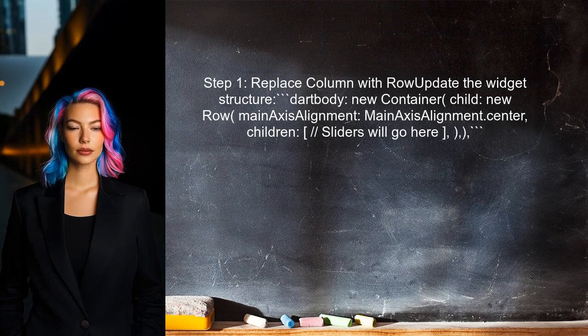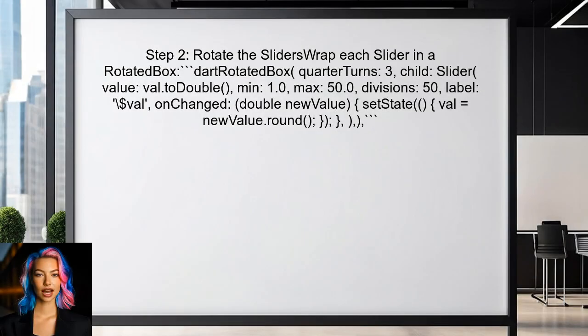widget with a row widget. This will allow the sliders to be positioned horizontally. Next, the user needs to rotate the sliders to make them vertical. This can be done by wrapping each slider in a rotated box widget, specifying a quarter turn.